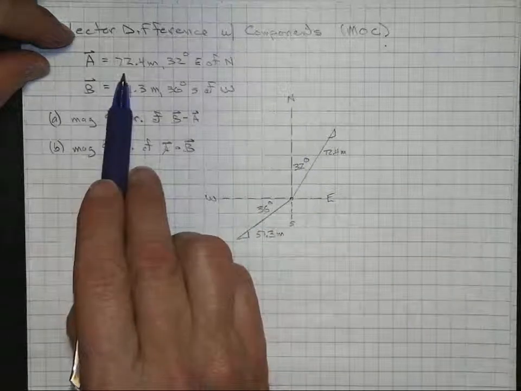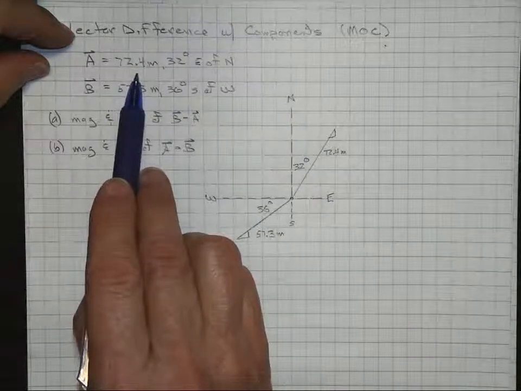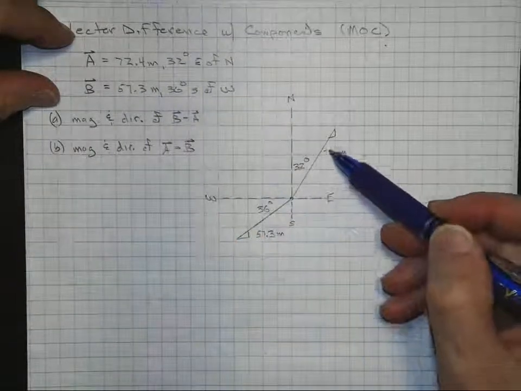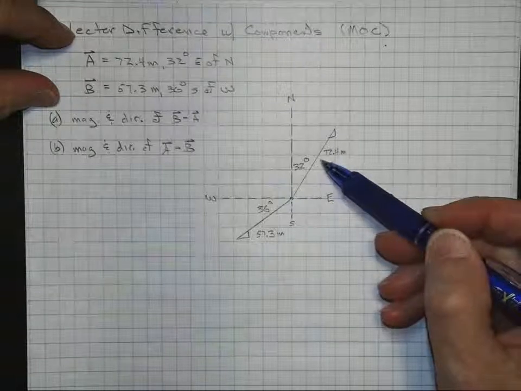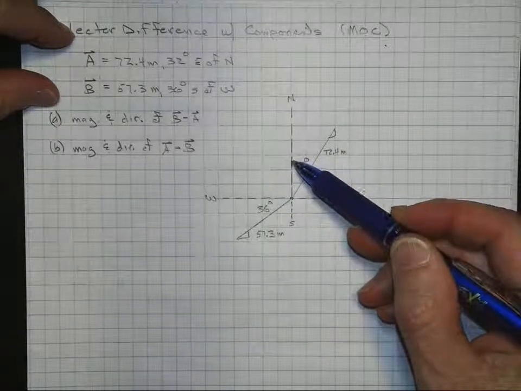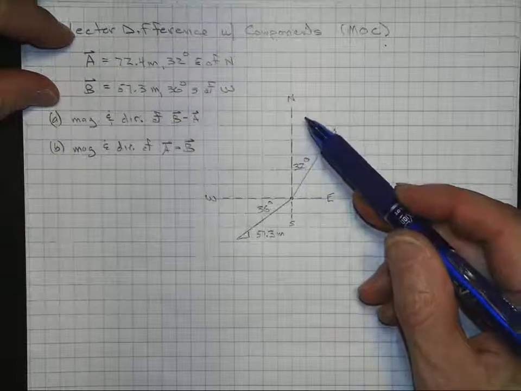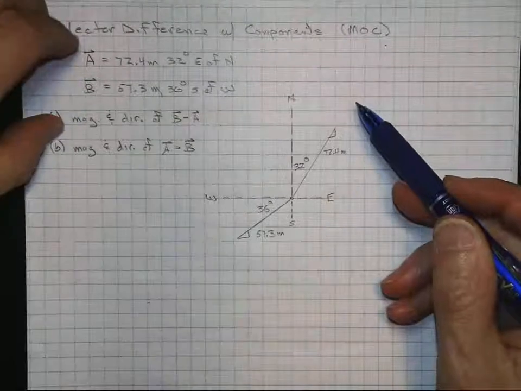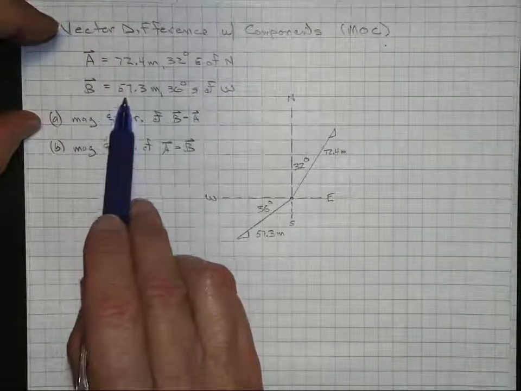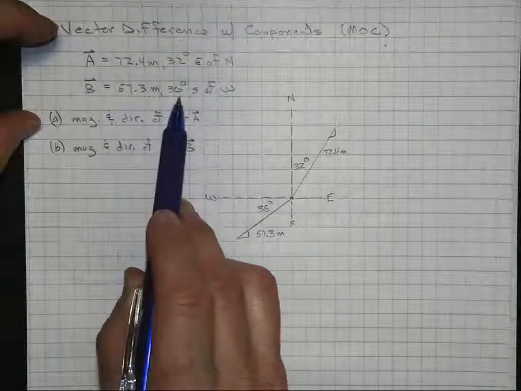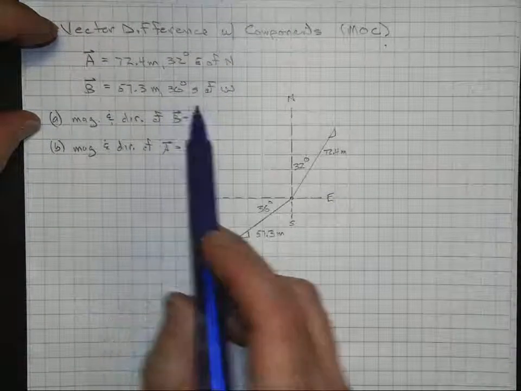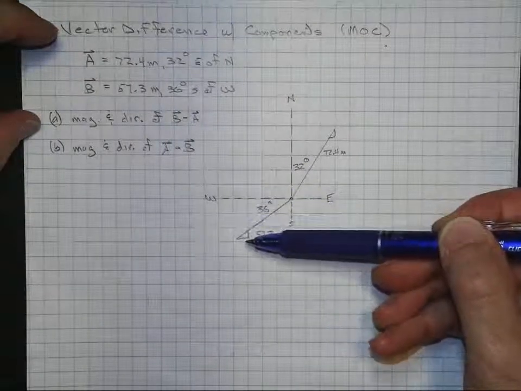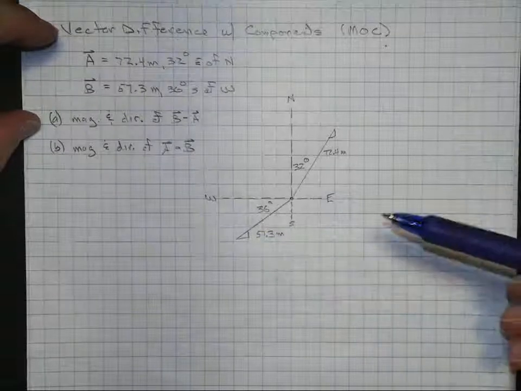Vector A, as you can see, is 72.4 meters at an angle of 32 degrees east of north. It's a quadrant 1 vector that I've drawn right here, and the angle is 32 degrees east of north. You point northward and then you turn 32 degrees towards the east. Vector B is 57.3 meters at an angle of 36 degrees south of west, which means we point westward and then turn 36 degrees towards the south, which puts us in quadrant 3. So here's the setup of the two vectors.